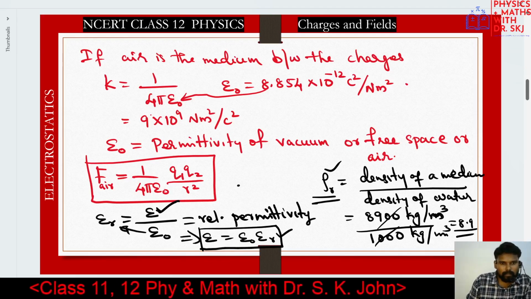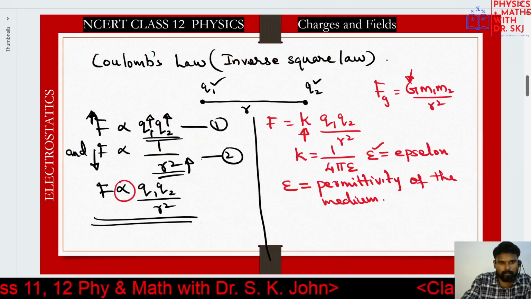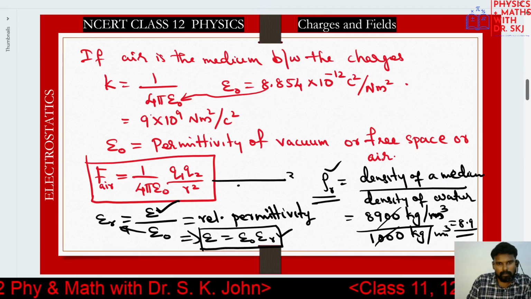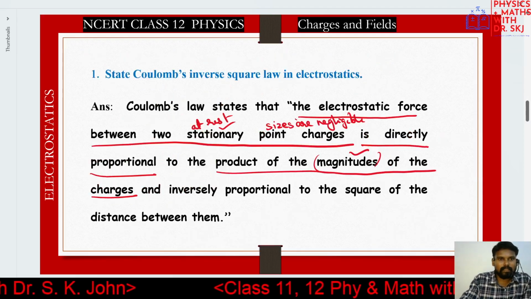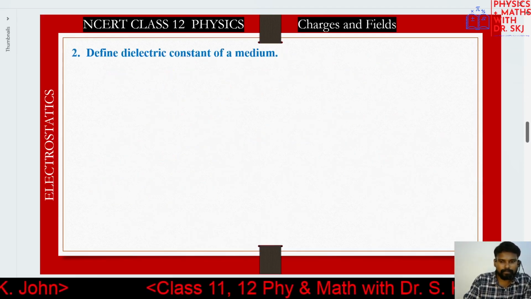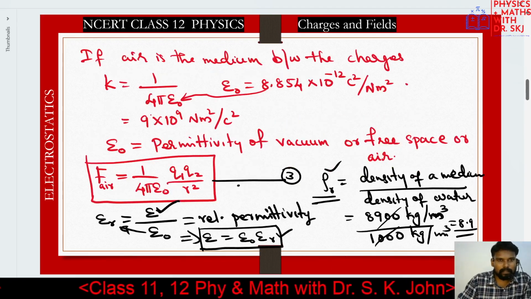So this is the force between the charges when air is between the charges. Now, let me add one page.